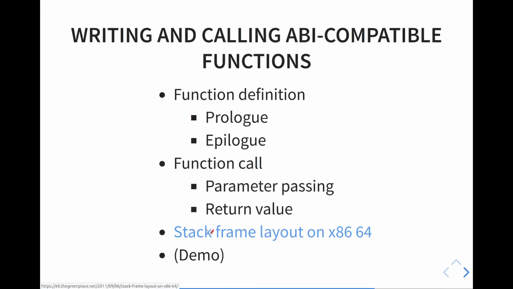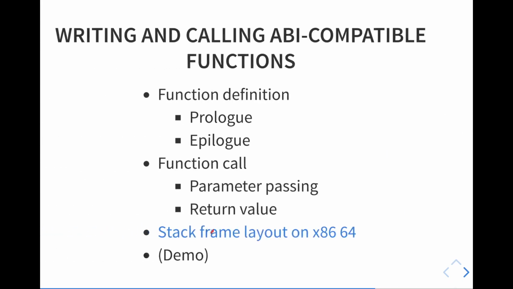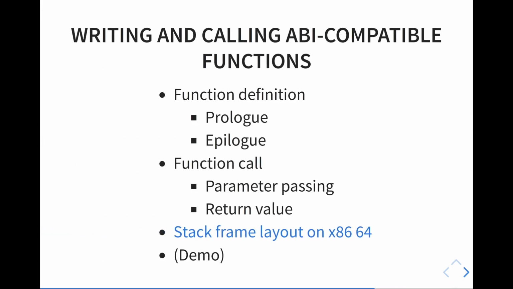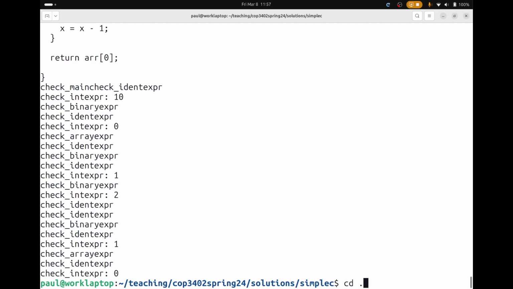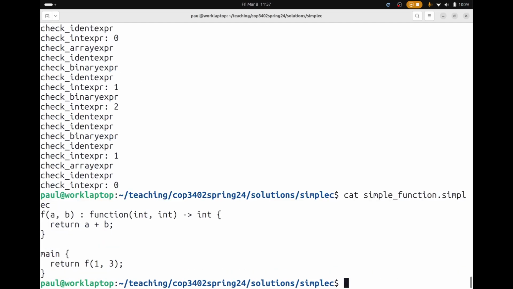Okay, so let's take a look at an example of an actual function call, and I'll use my simple C program to illustrate this. Okay, so here's a simple C program that has main. Main calls a single function f. It passes it two parameters, adds them together, and then returns them.